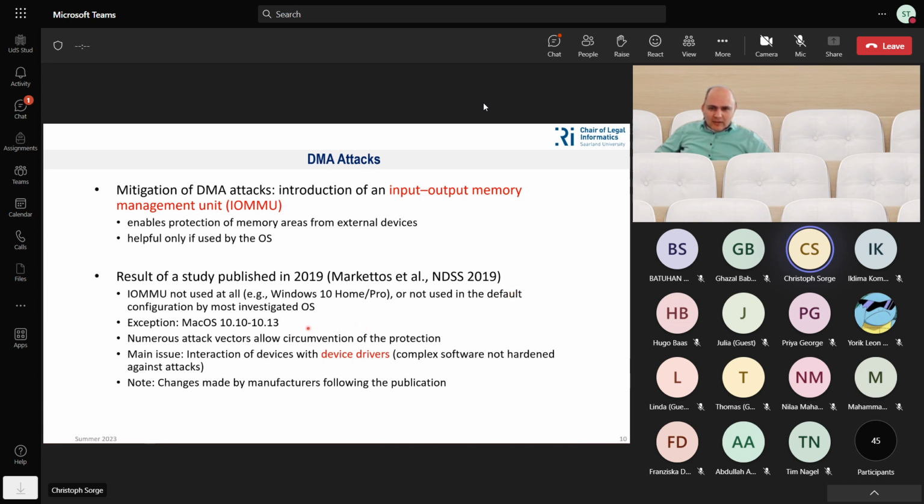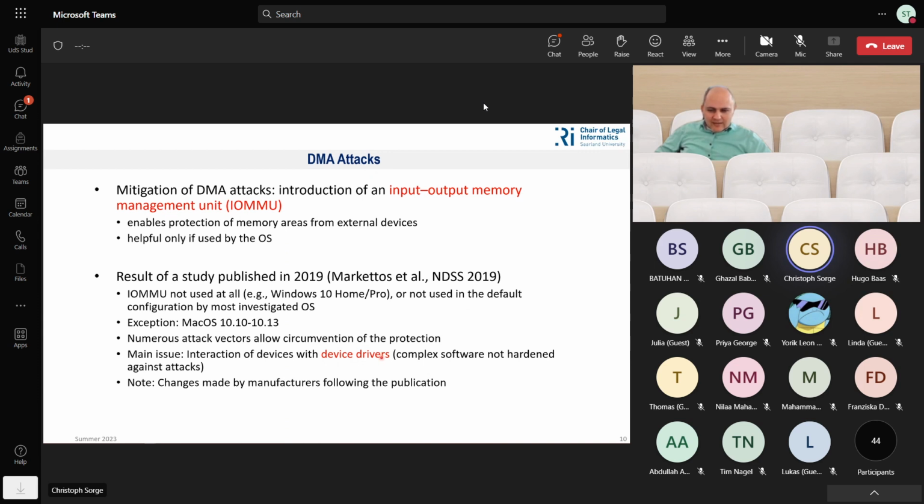macOS, by the way, was an exception in the later versions. Now, even nowadays, following that publication, some changes were made, so it's not as easy anymore. But even in that publication, it was already pointed out, and that hasn't really changed much since then, that there are attack vectors that allow you to circumvent that protection. And the main issue in practice, and the thing that did not improve much in recent years, is device drivers.